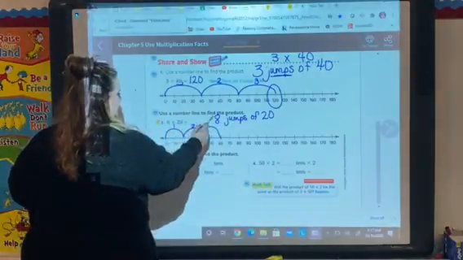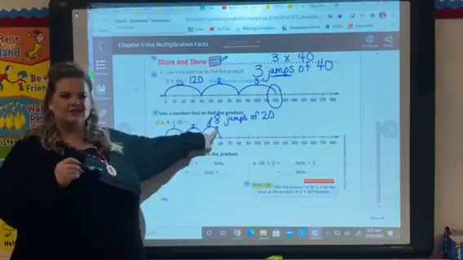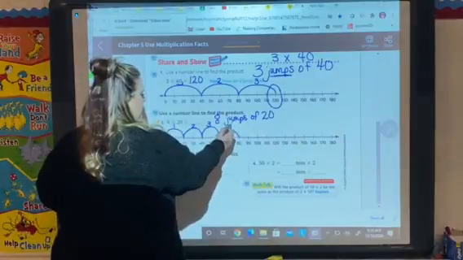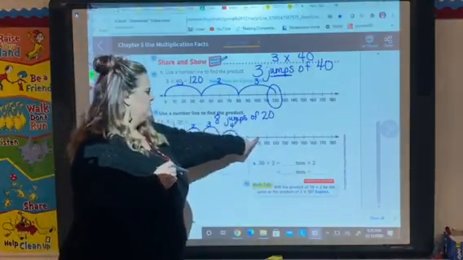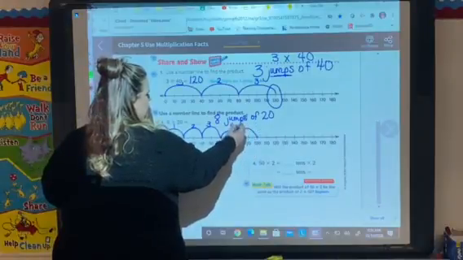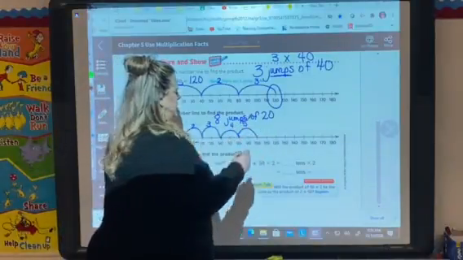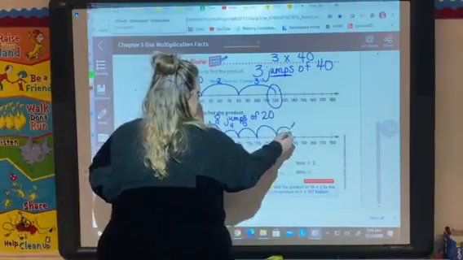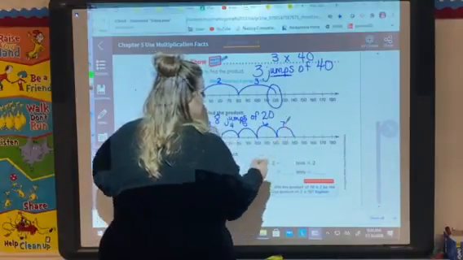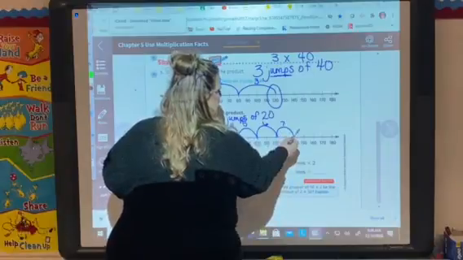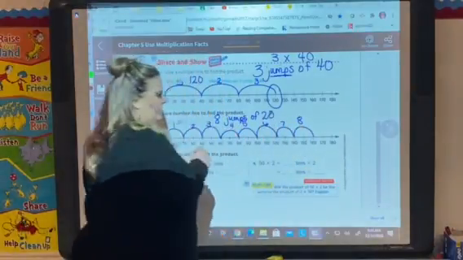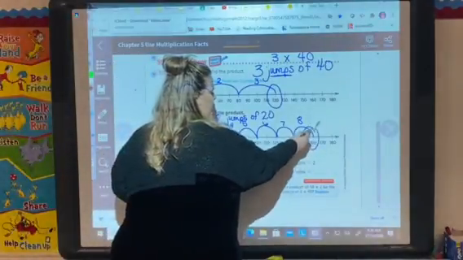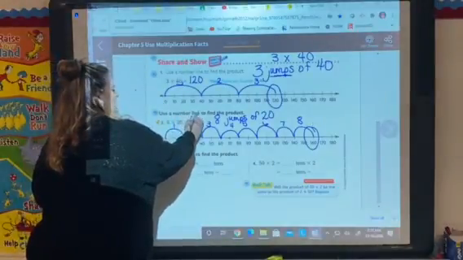There's 1, 2, 3 jumps, but it says I have to make 8 jumps. So I've got to keep going. So 10, 20, there are 4 jumps. 10, 20, there is 5 jumps. 10, 20, 6 jumps. 10, 20, 7 jumps. Let me label them as I go. 10, 20, there is 8 jumps, and I counted by 20 each time, okay? So where did my number of jumps stop at? 160. So that is my answer, okay?